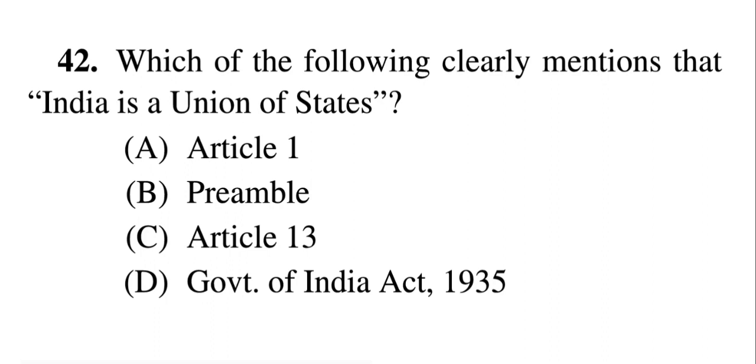Which of the following clearly mentions that India is a union of states? Article 1, Preamble, Article 13, Government of India Act 1935. The correct answer of 42 will be A, that is Article 1.